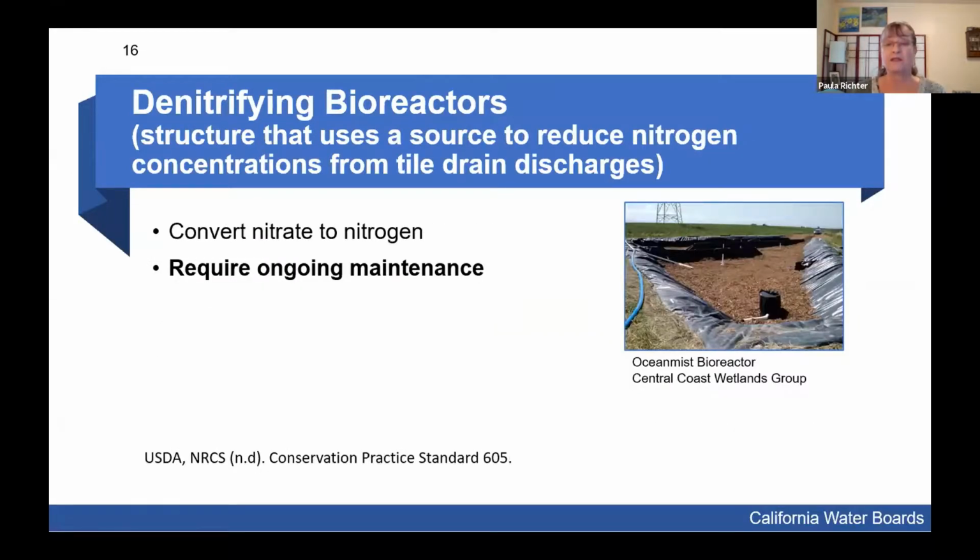Bioreactors are essentially a trench filled with wood chips, and the wood chips attract microorganisms that convert nitrate to nitrogen. They do require ongoing maintenance, and some studies have shown that they're effective even at removing pesticides as well. But they'll also trap sediments, so that's great, but it will add to the maintenance that has to be conducted.